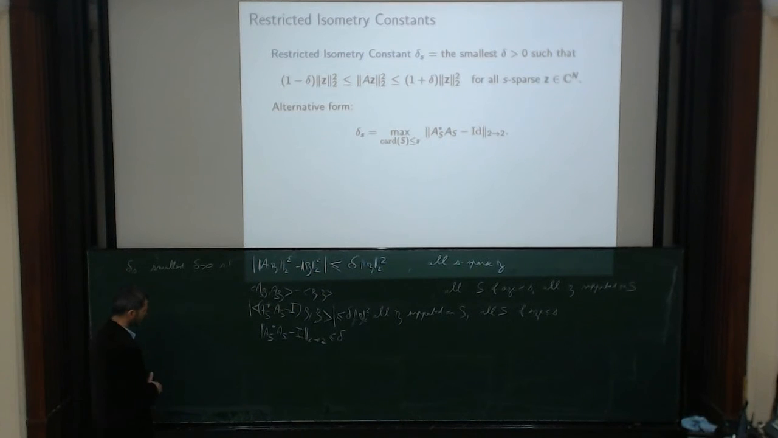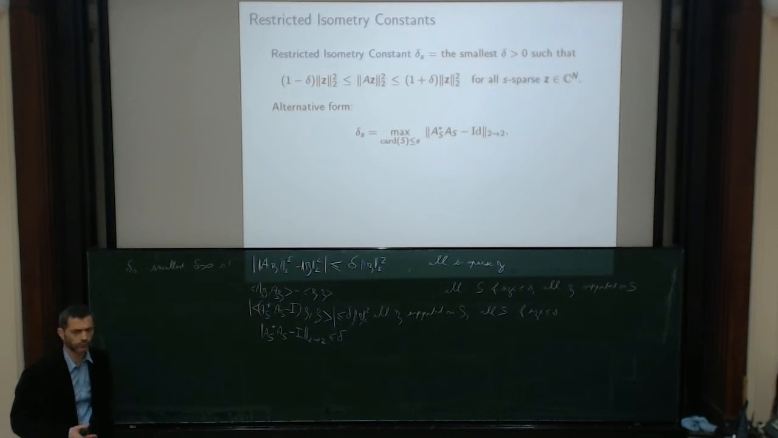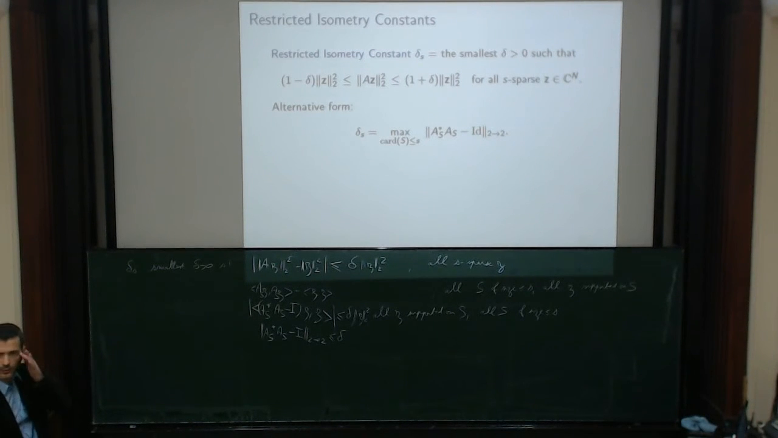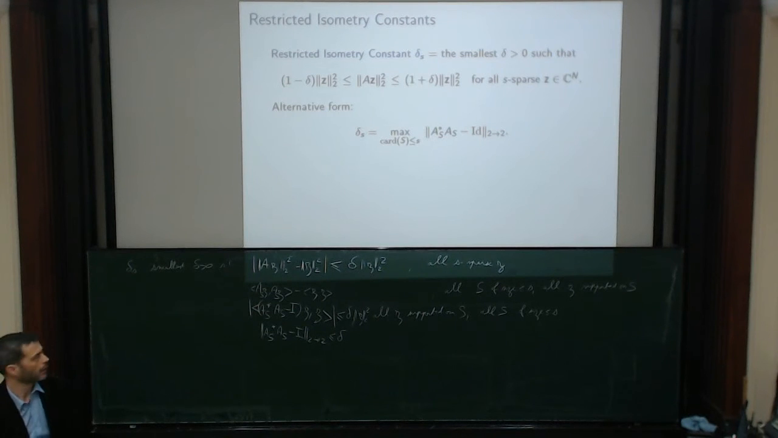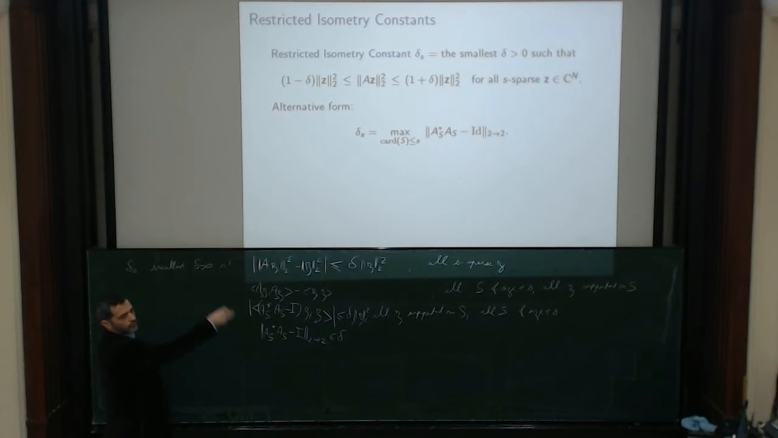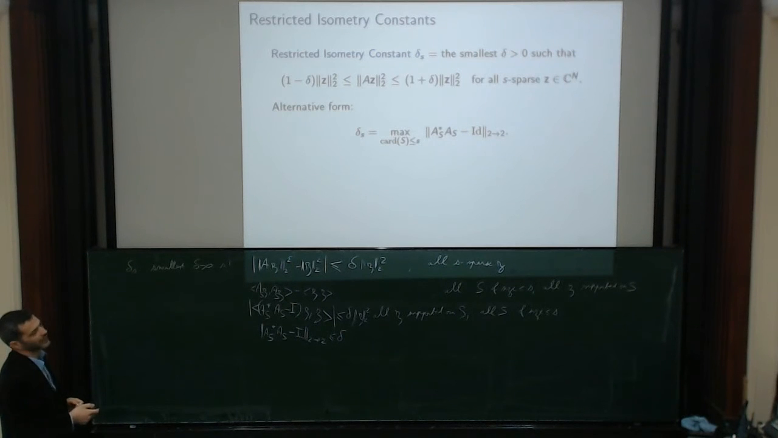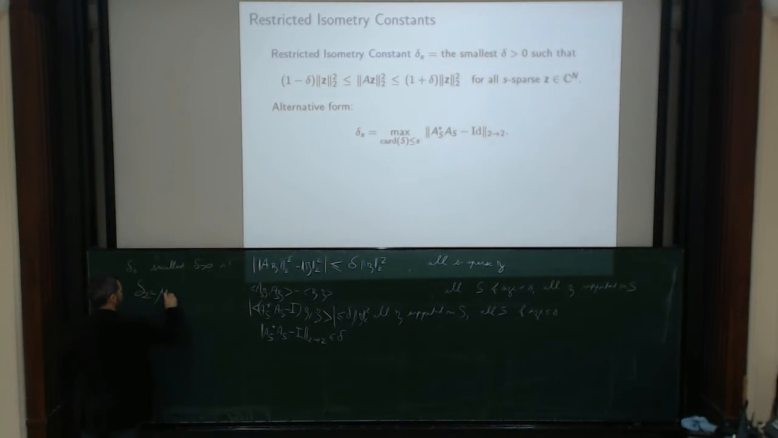Just one more comment. I won't do the proof here, but it's a simple observation. If you take a matrix with L2 normalized columns, and take S to consist of just two elements, I and J, and you write what this matrix is, given that the columns are normalized, you would have 0 on the diagonal, and off the diagonal the inner products of A_I with A_J and A_J with A_I. You can calculate the eigenvalues: they will be the modulus of the inner product of A_I and A_J and its opposite, so that the trace is 0. And the maximum over all S of size 2 of the modulus of the inner product of A_I and A_J is the coherence. So delta 2 is the coherence.